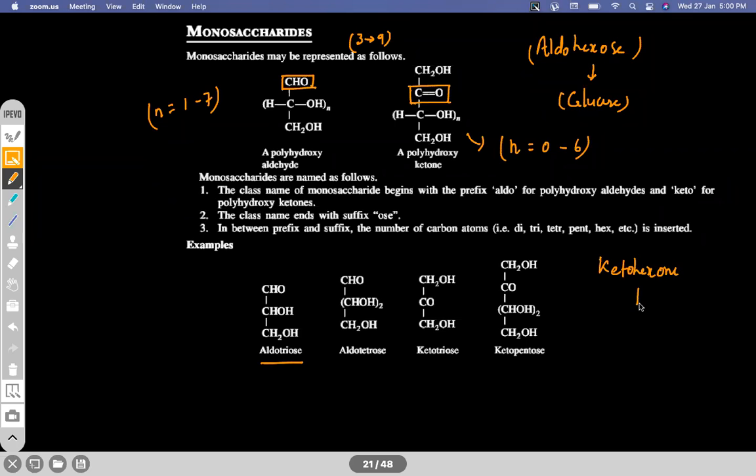I've done all these things in the class, but if you forget, these things are important. Ketohexose is nothing but fructose. So fructose, the primary functional group is ketone, and glucose, the primary functional group is aldehyde. Okay, they have asked this name also. Like, what is glucose? Aldohexose. This also they have asked once. Okay, these two names you must remember.